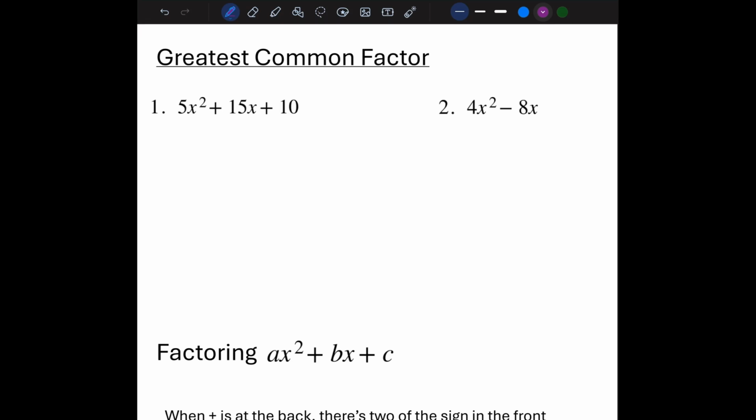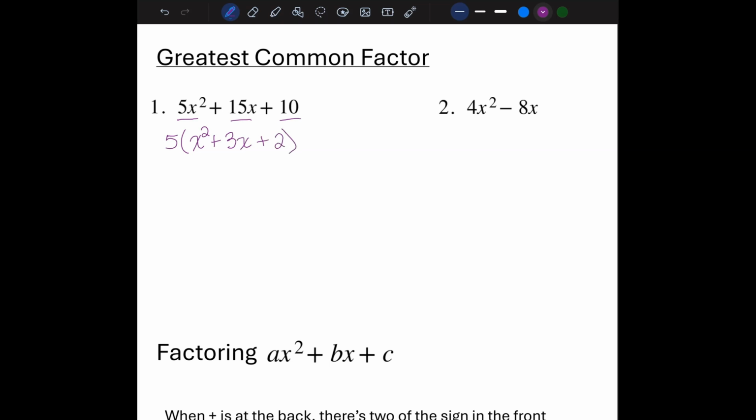So I'm just going to go over greatest common factor again. Greatest common factor is the largest number that we can divide out of the terms that we have. So if I look at number 1, I have 5x squared, 15x, and 10. All of them have 5 in common. I can divide 5 out of all three of those. 5x squared divided by 5 is x squared. 15x divided by 5 is 3x. And 10 divided by 5 is 2.